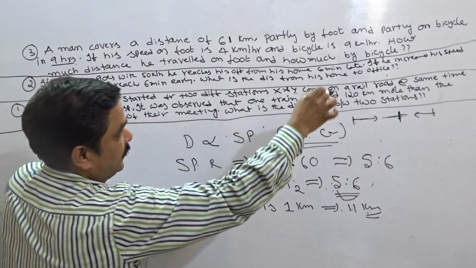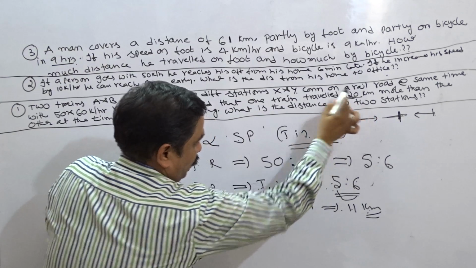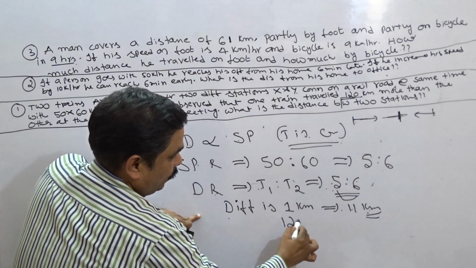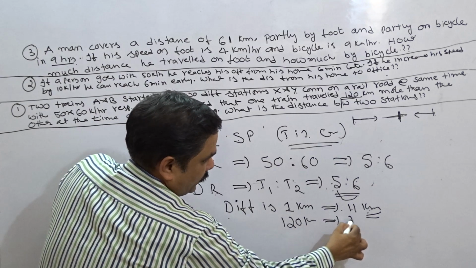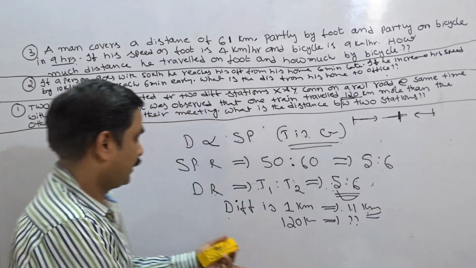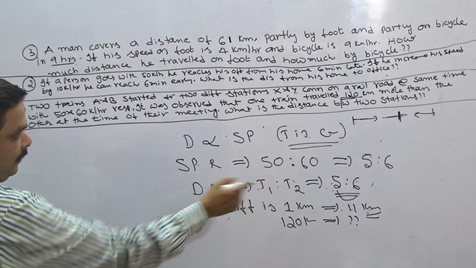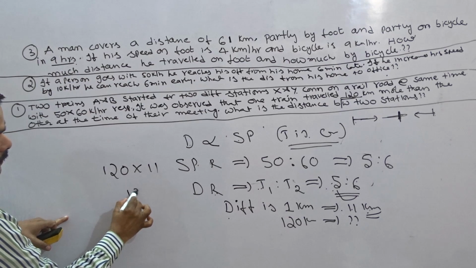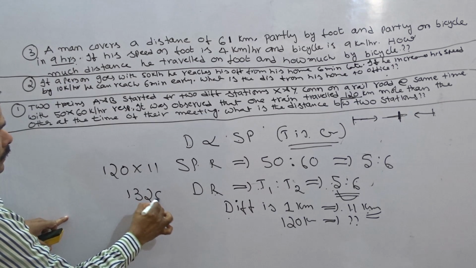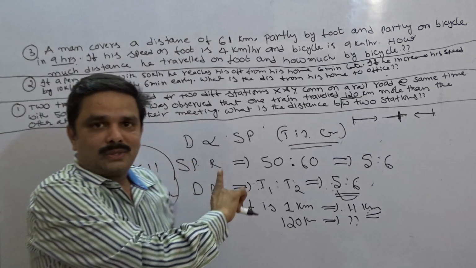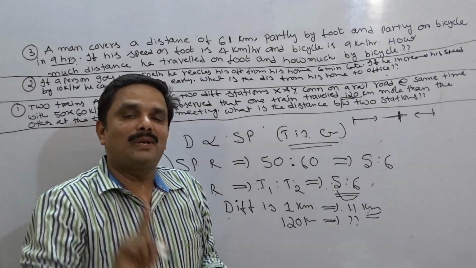When the difference in the question is 120 kilometers, I am using the unitary method here. When the difference is 120 kilometers, what is the total distance traveled by both together? Now here that is 120 by 1 into 11, or 120 into 11. Straight away my answer is 1320 kilometers. Alright.